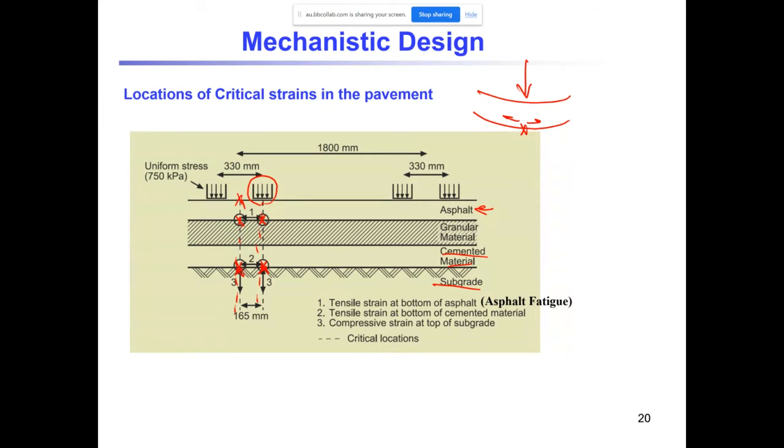So we need to check tensile strain at the bottom of asphalt for asphalt fatigue, at the bottom of the cement layer in order to avoid cemented material fatigue, and at the top of the subgrade for avoiding rutting and shape loss of the pavement, or permanent deformation. And as I mentioned, in the horizontal direction, the maximum strain is either beneath one wheel or midway between 2 wheels.